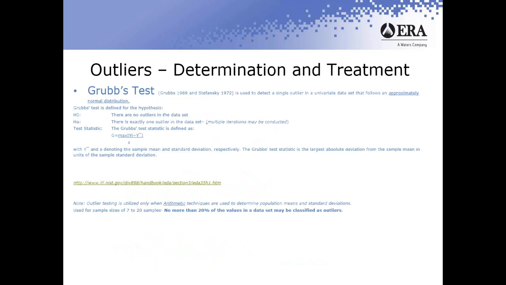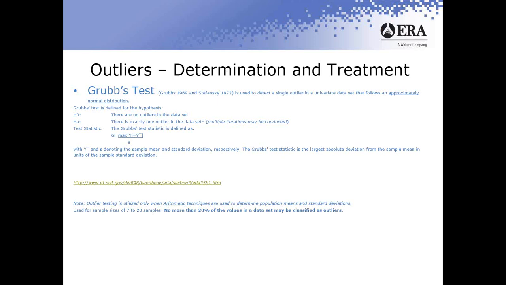Okay, another technique used by PT providers is outlier determination, and how do they treat that? One of the more common ones is the Grubbs test. I'm not going to go through the calculation in great detail with you, but I'd be happy to have a discussion or answer any questions on it later. Essentially, the Grubbs test statistic is the largest absolute deviation from the sample mean in units of the standard deviation. And that's what's used by a lot of PT providers to determine what's an outlier and what's not. Again, that's utilized for data population groups of 7 to 20 sample data points.